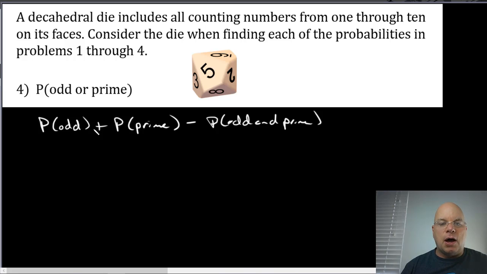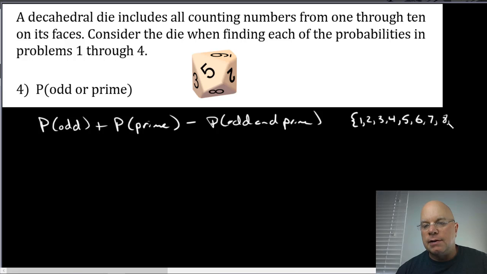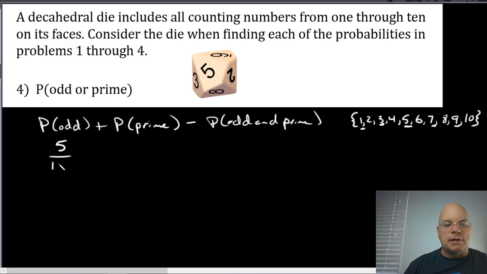So the probability of an odd number, well, every other number is odd. Let me just make the sample space for the whole die. 1, 2, 3, 4, 5, 6, 7, 8, 9, 10. The odd numbers are 1, 3, 5, 7, and 9, which is 5 out of 10, so that's 5 tenths.